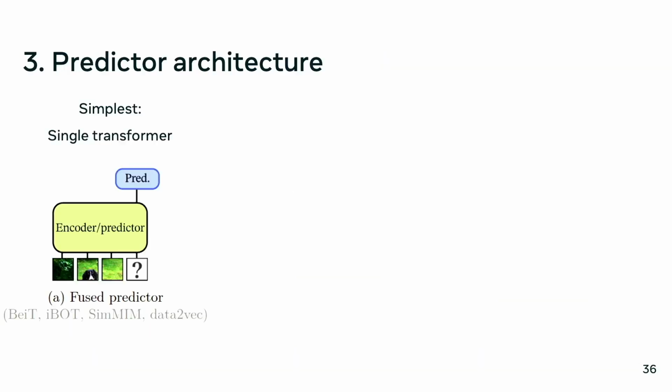The second choice that we mentioned is predictor architecture. What do I mean by that? Usually we use transformers, at least that's what we study. We study vision transformers. So you could just use one vision transformer. That is, you input all of the patch tokens and a mask token, and at the output you just take the output of the mask token. That is the earliest approach, taken by BEiT, iBOT, like early works.